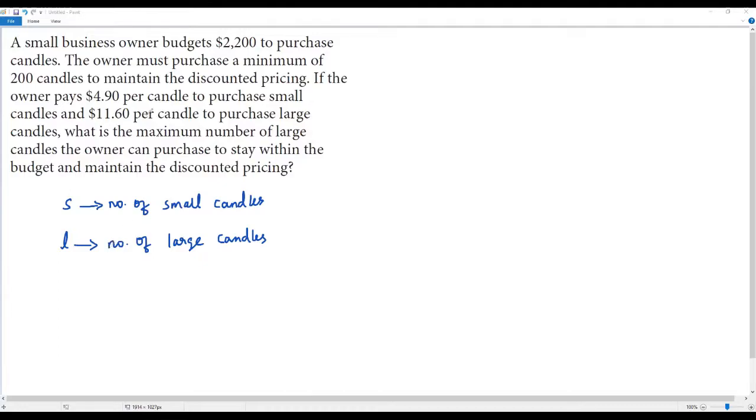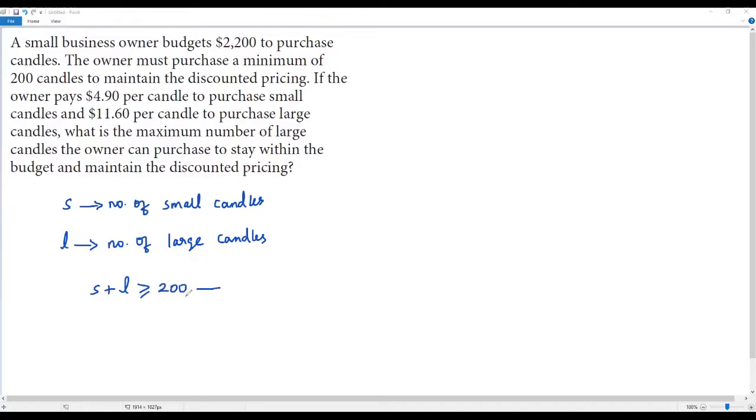Now let's use the first piece of information. It says the owner must purchase a minimum of 200 candles. So when I add the number of small candles and large candles, it must be at least 200. That is, S + L can be equal to 200, or it has to be greater than 200, because the minimum number of candles must be 200. So S + L ≥ 200.